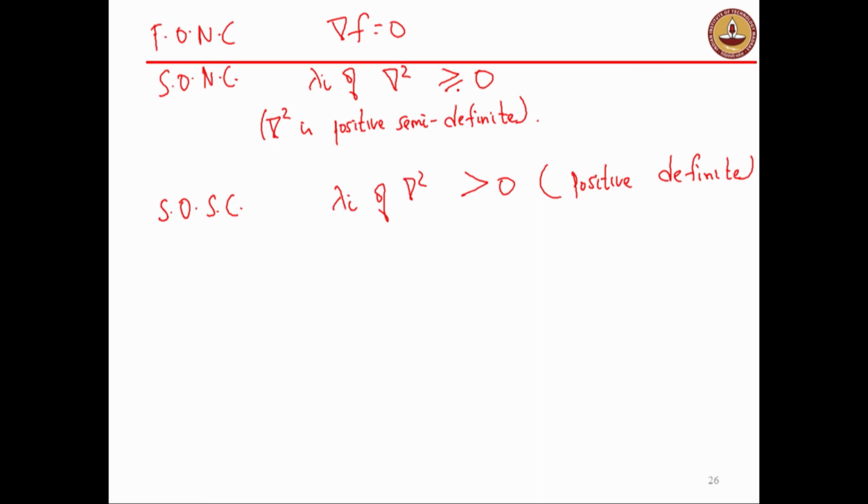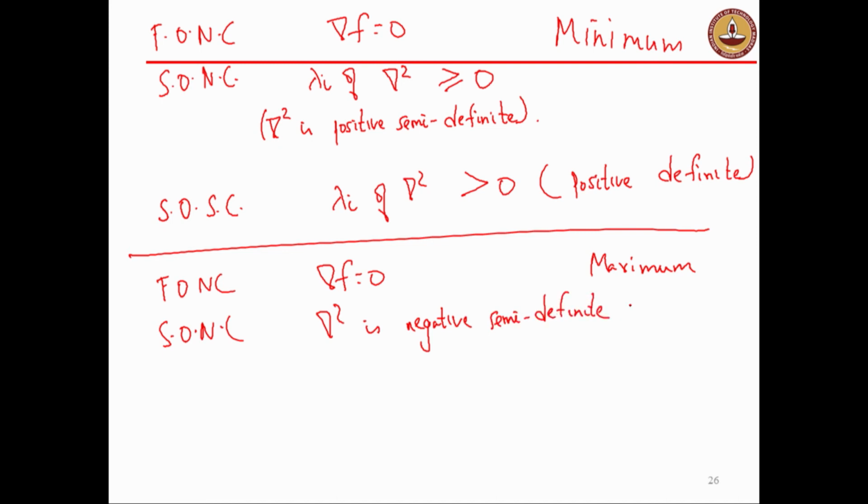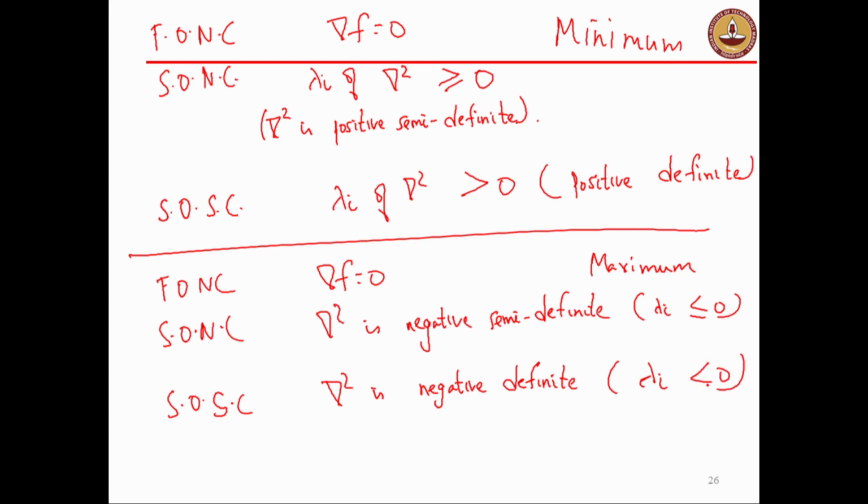For a maximum the signs are reversed. Eigenvalues have to be non-positive, and for a sufficiency condition, eigenvalues have to be strictly less than 0, and the matrix is called negative definite. This is for a minimum, and for a maximum all the directions of the signs are reversed. Of course, the first order condition is the same, gradient is equal to 0. The second order necessary condition is that the Hessian is negative semi-definite, which means the lambda i's are less than or equal to 0. The second order sufficiency condition is that the Hessian is negative definite. All the eigenvalues are strictly less than 0 for a maximum.